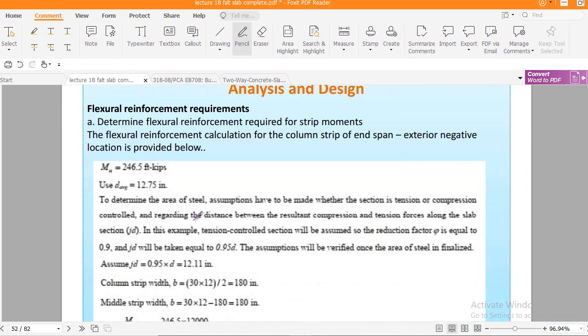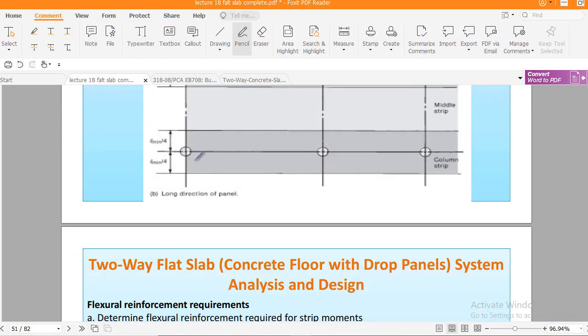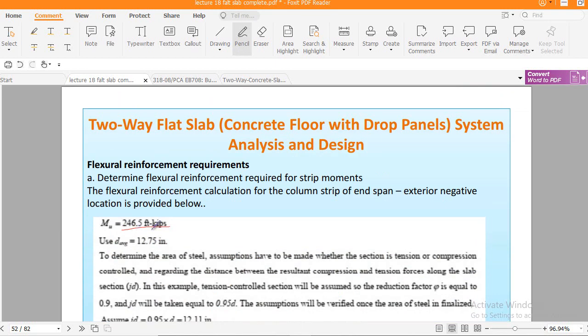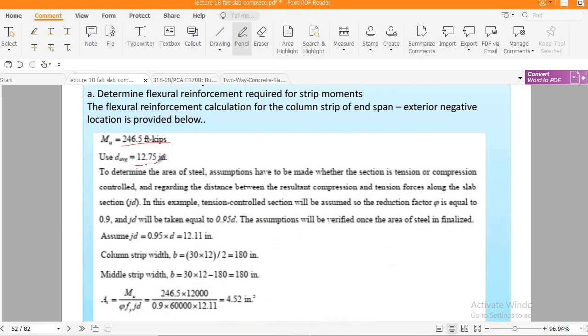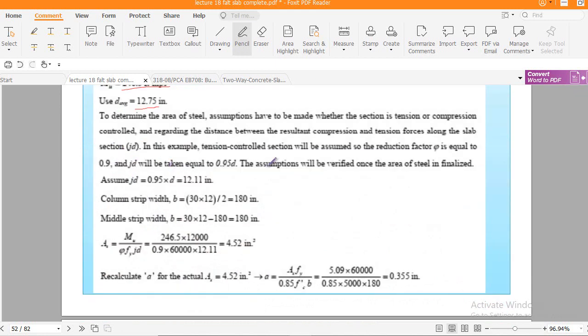So next, what we have to do, we have to design the flexure reinforcement. So this one is the face moment, the exterior moment at this point. At this point, the moment is 246.5 feet kip. D average, we already know, 12.75 inch. And we have to assume jd, which is the lever arm. We can assume it from 0.91 to 0.95 times d. Assume jd is equal to 0.95 times d. So our jd is 12.11, okay?